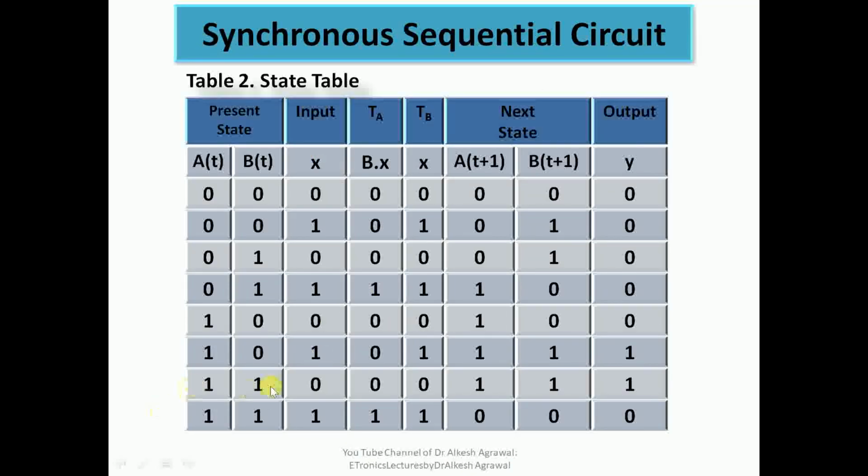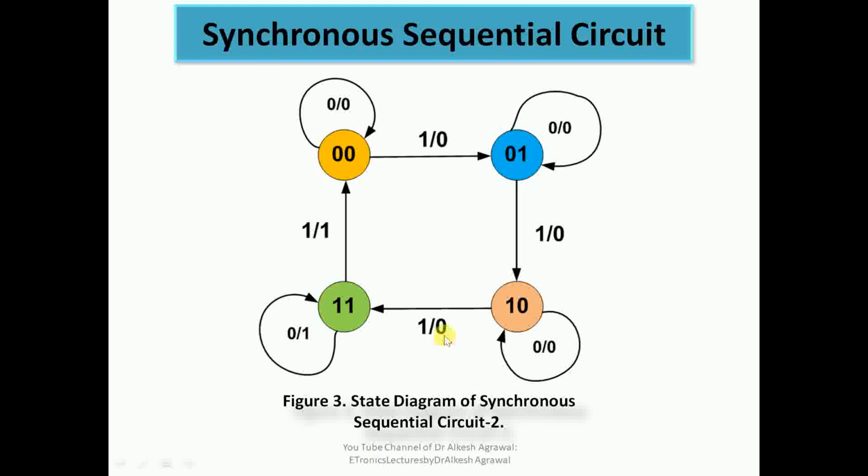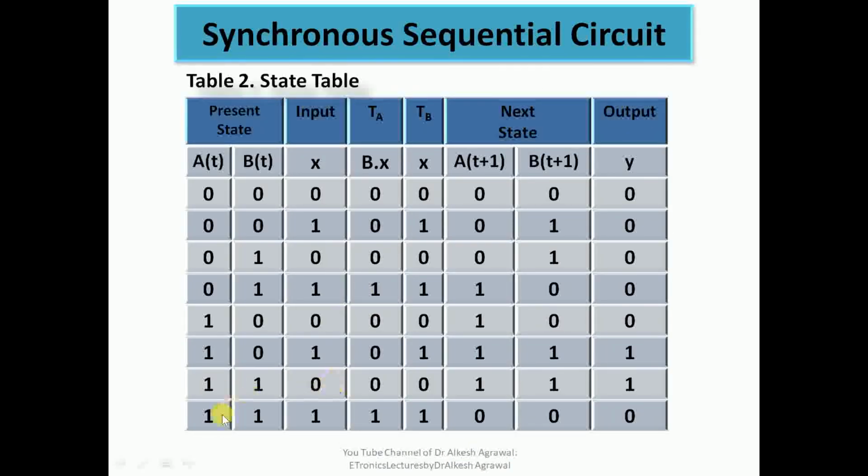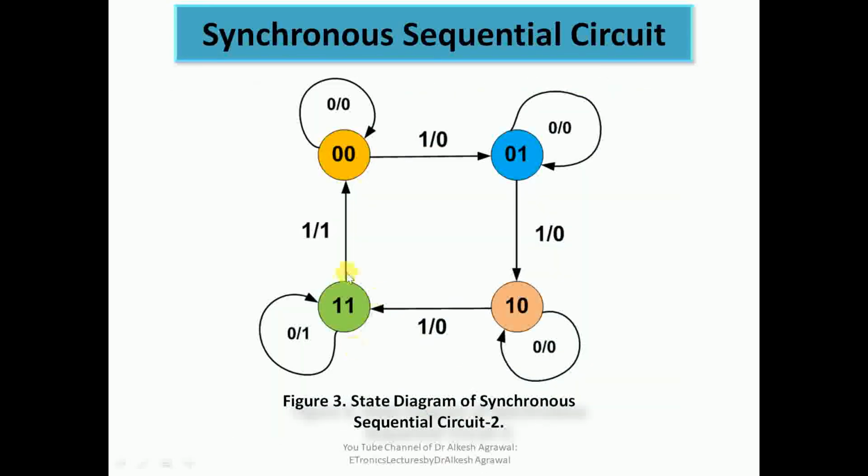Then we have 1, 1 to 1, 1 with input 0 and output 1. And last we have 1, 1 to 0, 0 with input 1.